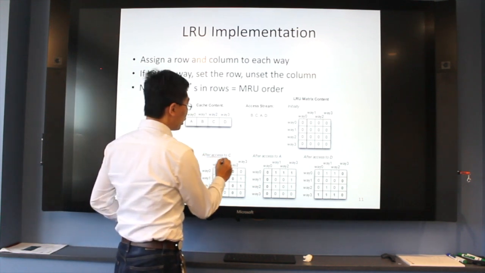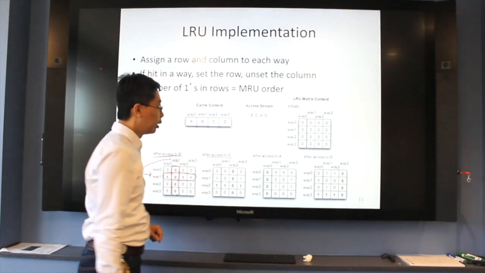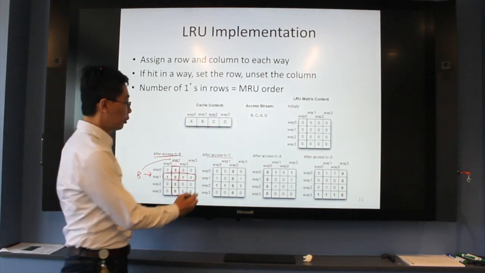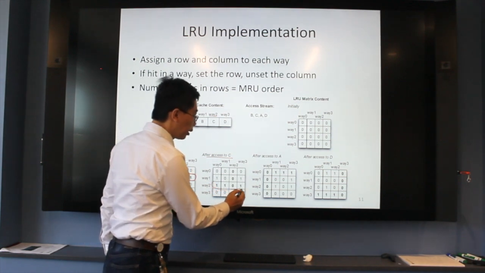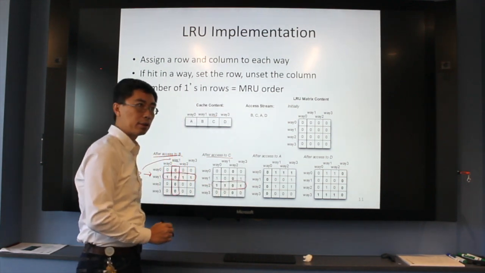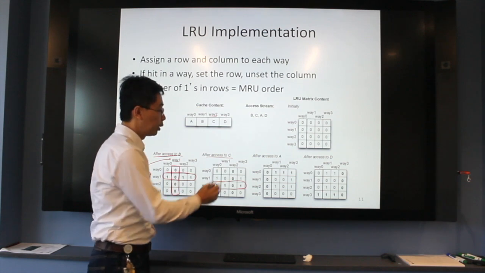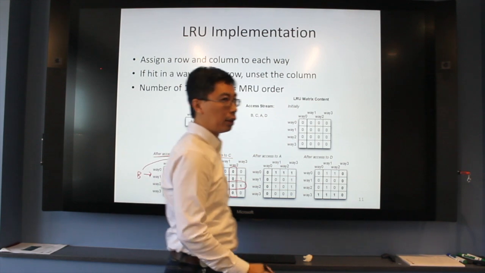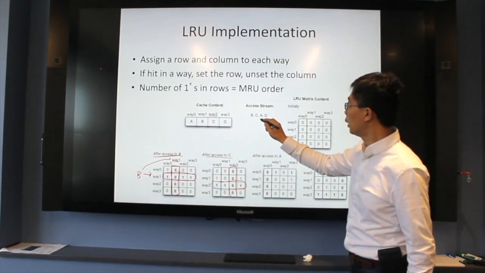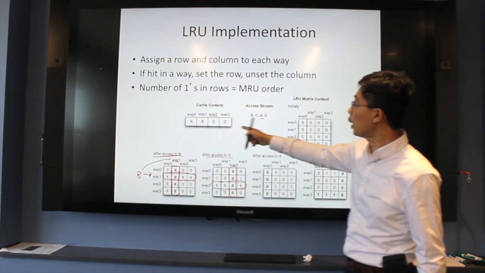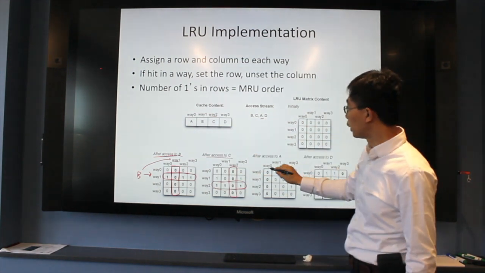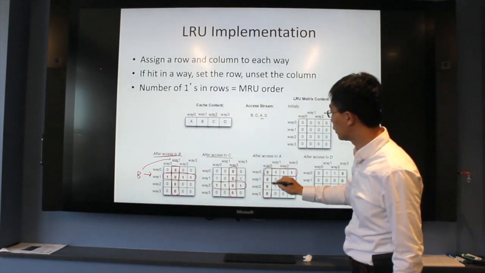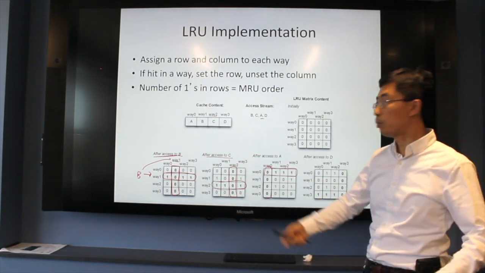Now, let's say the next access is access to C. So we do the same thing. We find that C is in way 2, so we set the third row to 1, and then we reset the third column to 0. And the next access to A, we do the same thing. We find that A is in way 0, so we set the first row and then reset the first column. Okay? So that's how you maintain it.